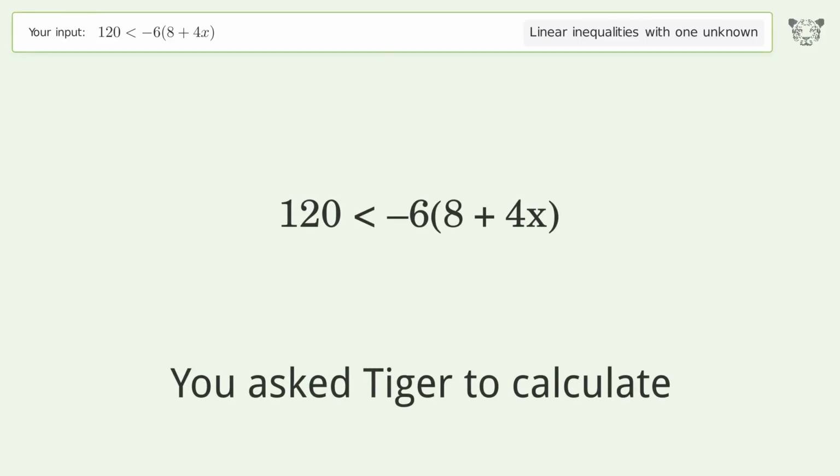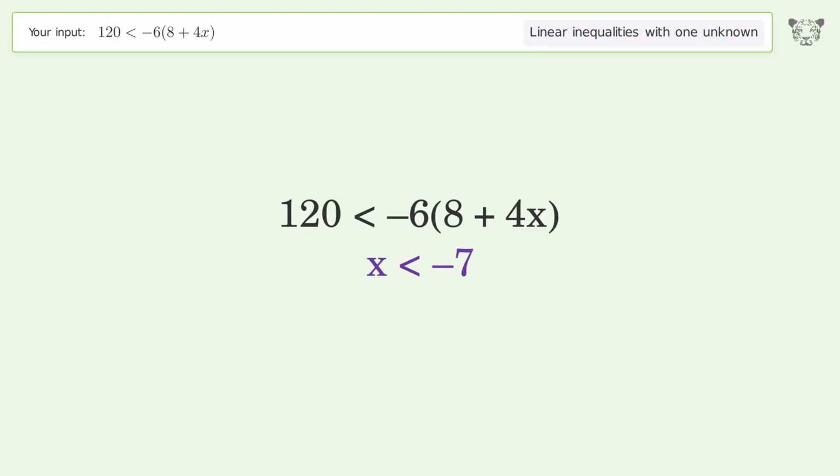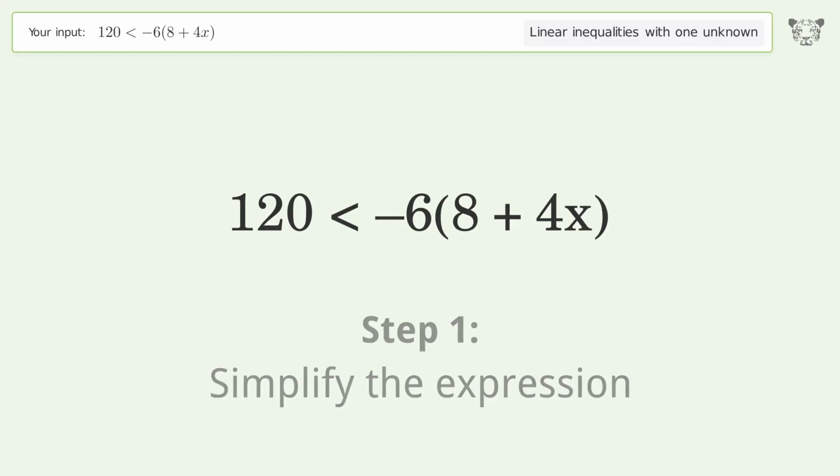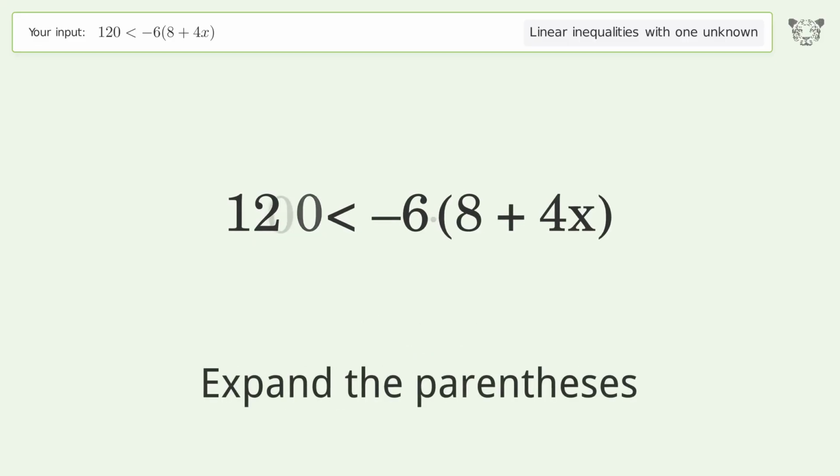You ask Tiger to calculate. This deals with linear inequalities with one unknown. The final result is x smaller than -7. Let's solve it step by step. Simplify the expression. Expand the parentheses.